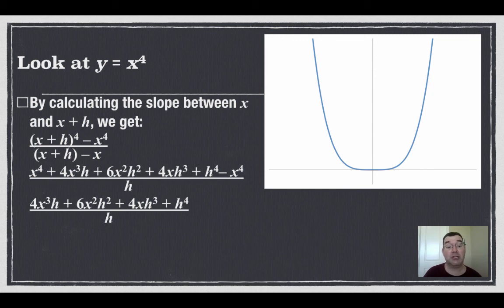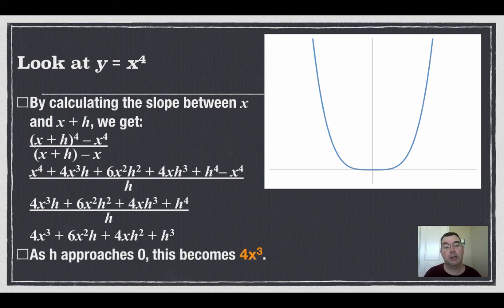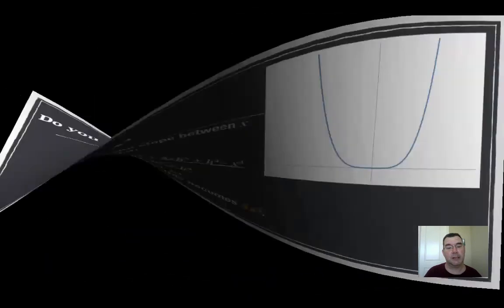And once again, every term now has an h in it, so I can divide top and bottom by h, and I'm left with 4x cubed plus 6x squared h plus 4xh squared plus h cubed. And remember, I'm letting h go to 0, so any term that's got an h in it is going to go to 0. That leaves me with only the first term, that 4x cubed. So what that means is the derivative of y equals x to the fourth is 4x cubed. So if I have any point on this curve and I want to know the slope of the tangent line, I take the x coordinate, I cube it, and I multiply it by 4. That will get me the slope of the tangent line.